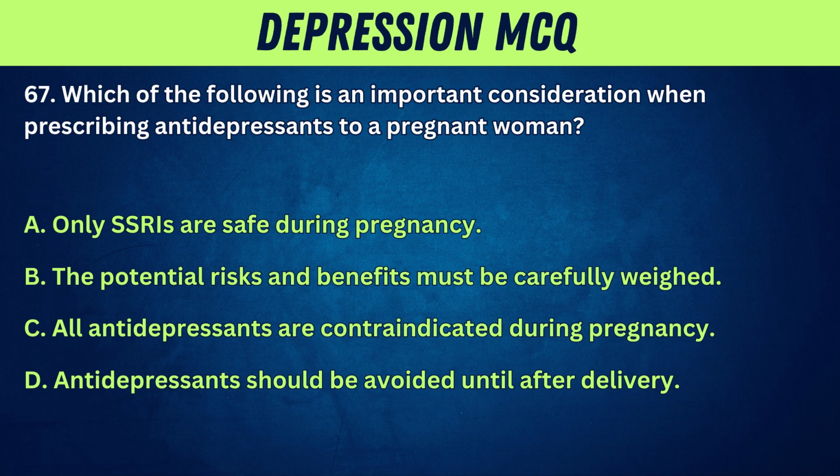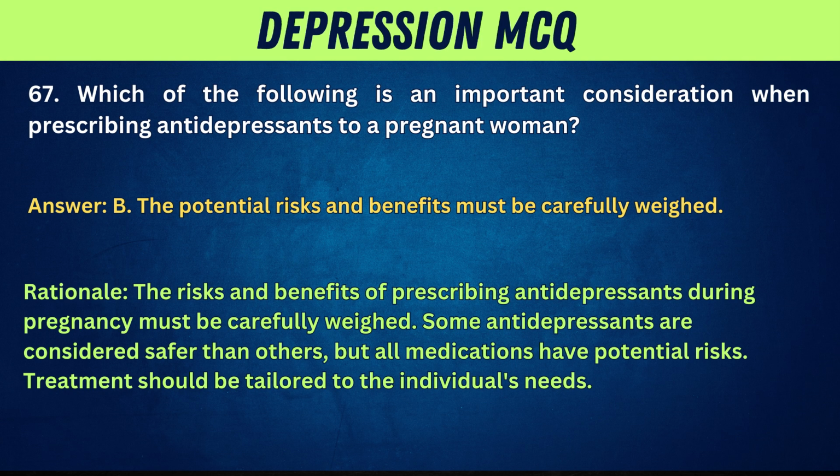67. Which of the following is an important consideration when prescribing antidepressants to a pregnant woman? A. Only SSRIs are safe during pregnancy. B. The potential risks and benefits must be carefully weighed. C. All antidepressants are contraindicated during pregnancy. D. Antidepressants should be avoided until after delivery. Answer: B. The potential risks and benefits must be carefully weighed.